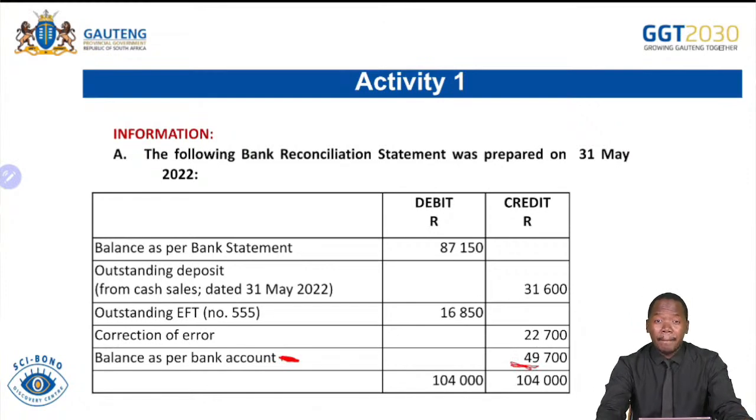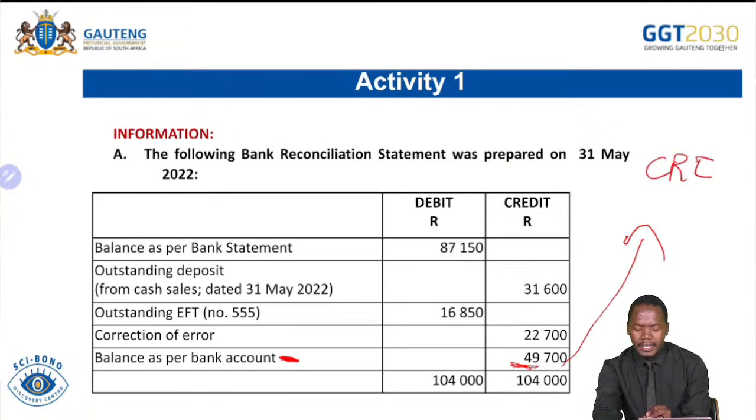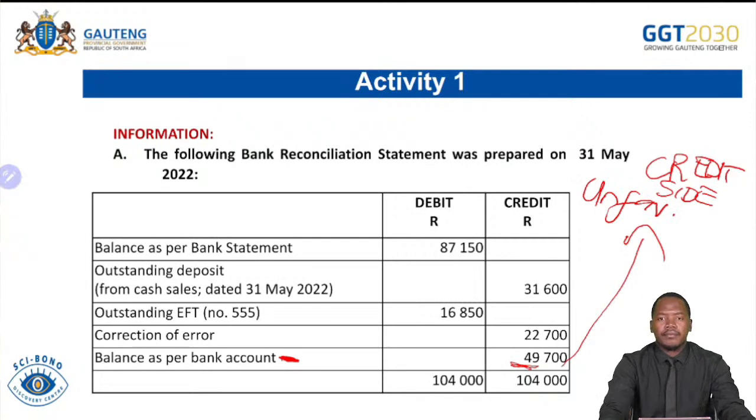Remember, this bank account balance becomes your opening balance when you do your bank account. As you can see, it is showing on the credit side of the bank reconciliation. It means that this money will be on the credit side of our bank account. So it is unfavorable. So we're having an unfavorable bank balance. Now, in the exam, they may not give you this money. How do we get it if it's not given? Because you need it to do your bank account.